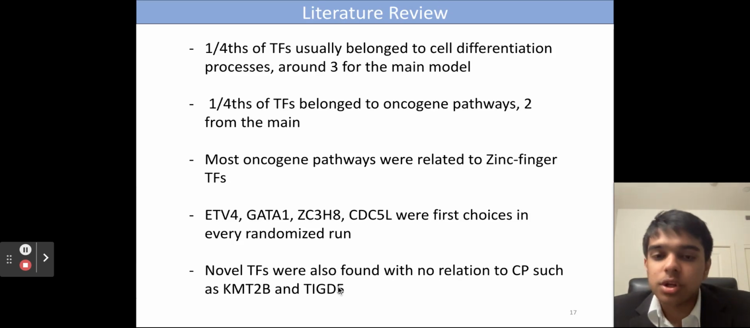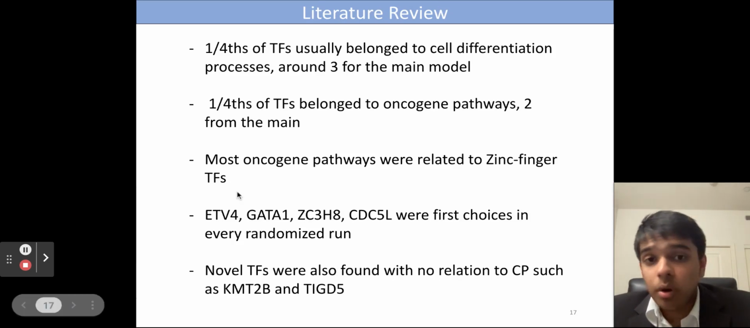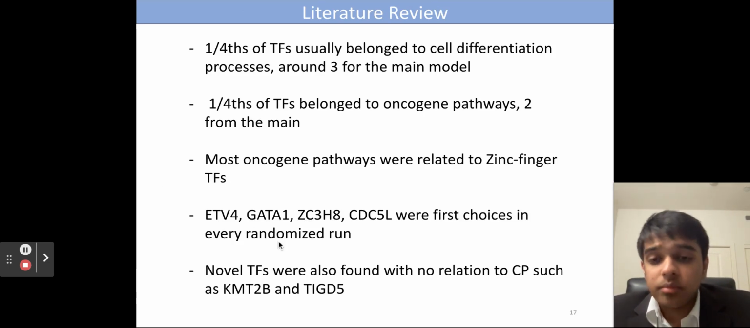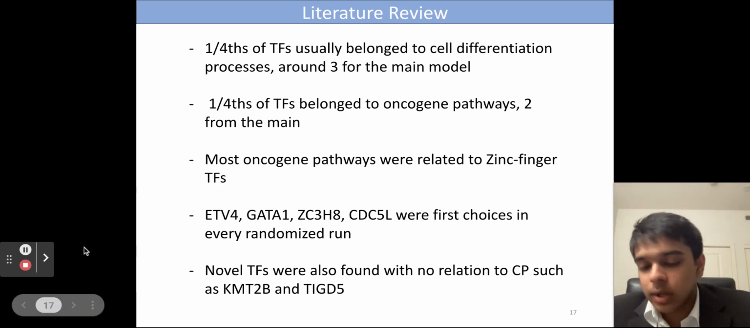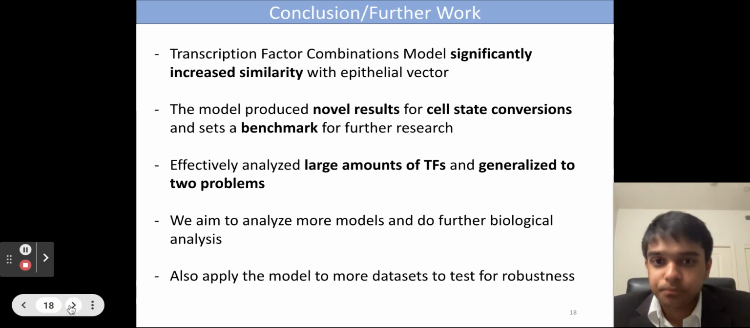So the literature review shows that the model was able to find both cell differentiation associated TFs and oncogene pathways associated TFs, and top TFs such as ETV4 and GATA1 were first choices in every randomized run of the greedy algorithm.